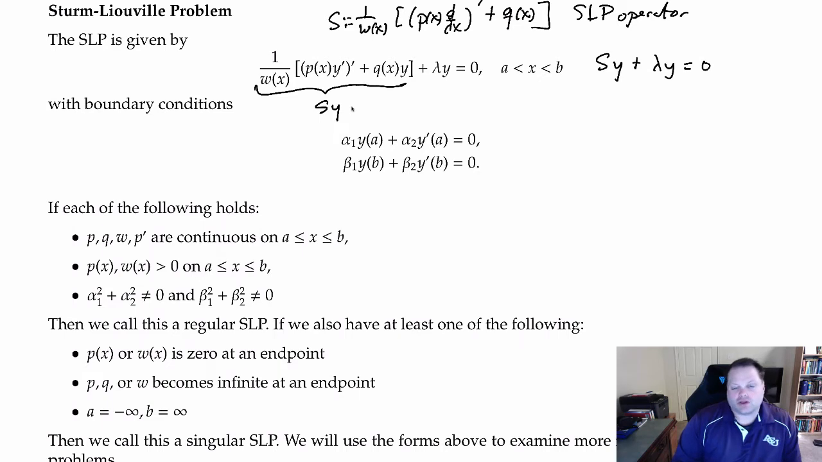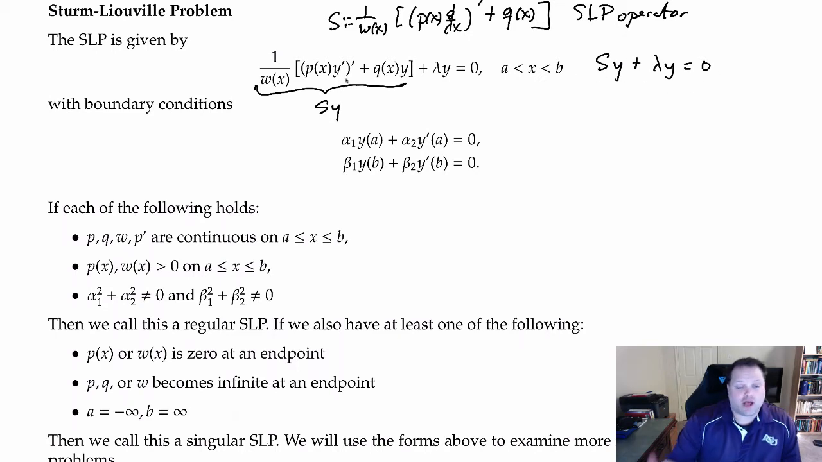So long as there's two different types: regular types and singular types. We're able to go through this very easily if the problems are regular. But if they're singular, you'll see as we go through this, there's a little bit more work that has to be done. So you've got Sy plus lambda y equal to 0 as your basic eigenvalue problem here.